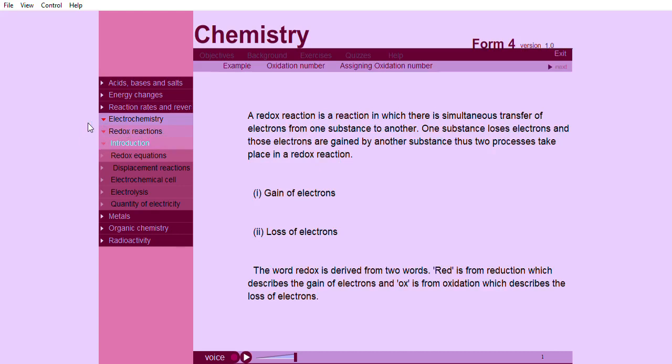One substance loses electrons and those electrons are gained by another substance, thus two processes take place in a redox reaction: gain of electrons and loss of electrons. The word redox is derived from two words. Red is from reduction, which describes the gain of electrons, and ox is from oxidation, which describes the loss of electrons.